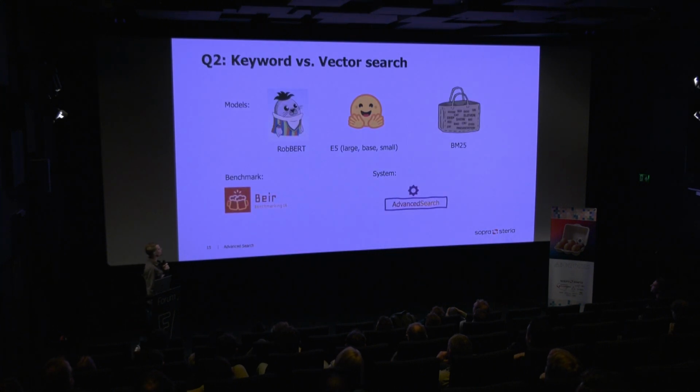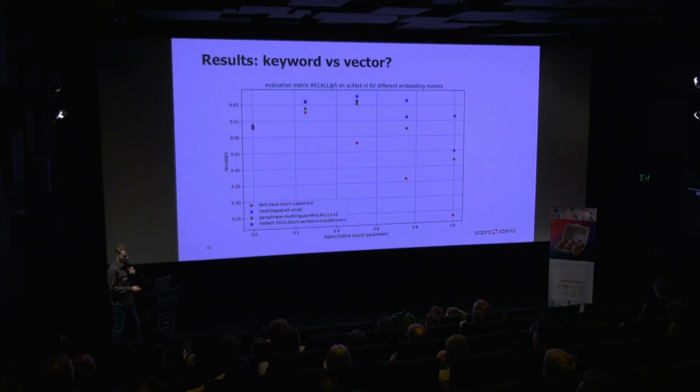So then there's keyword versus vector search, which is also quite interesting because vector search is of course all the rage now, but keyword search is another way to quickly find a ranking of relevant documents. So again, we use these two different models and a few other ones, but now we also use Best Match 25, which is basically a state-of-the-art keyword search algorithm. Again, on this benchmark set in our system. And here we see something interesting in the results.